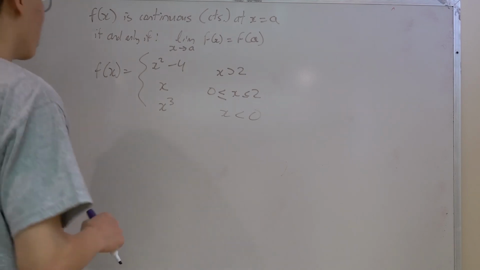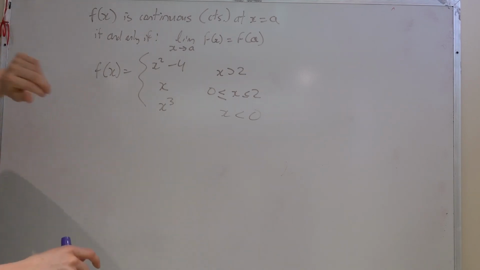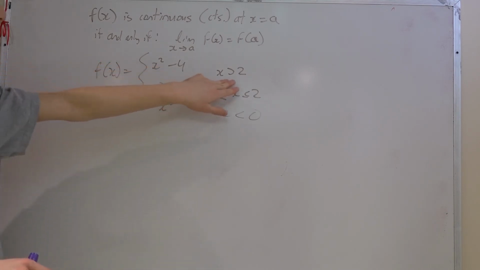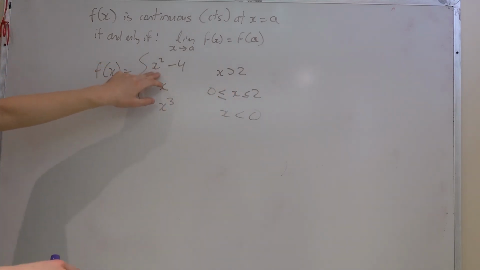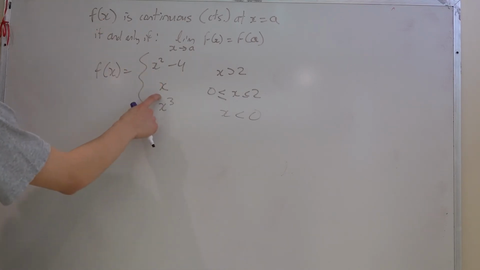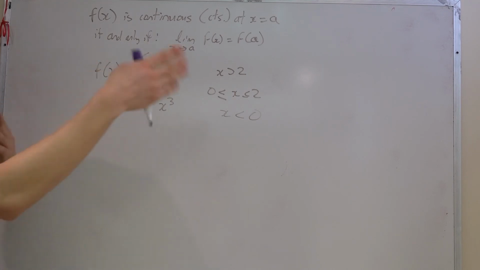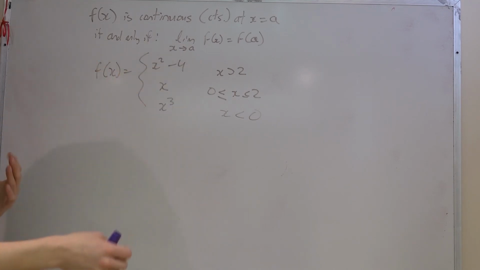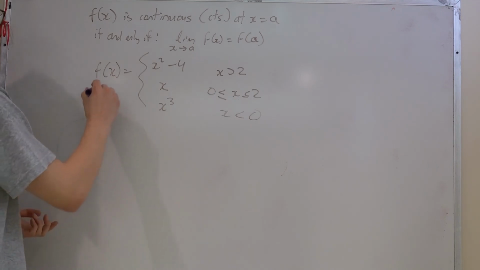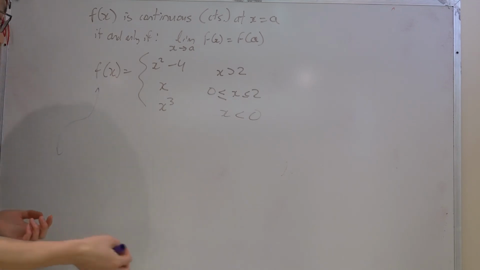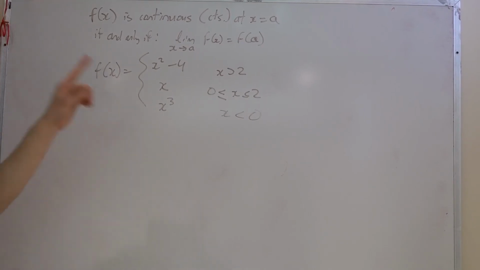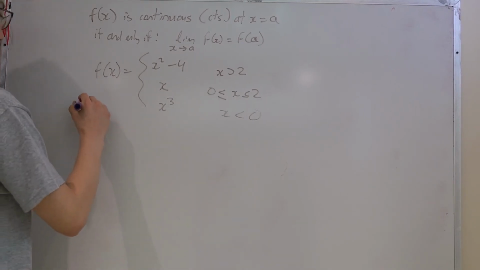Alright. So, let's see. Okay, we have x squared minus 4 for x is greater than 2. Okay, that's good because this is a quadratic, and we know quadratics are smooth. This is a line. X is equal to a line, so we know that it's smooth as well. It's continuous. And x cubed is, well, it's a cubic, right? Like, you know, x cubed looks kind of like that. So it's also continuous.